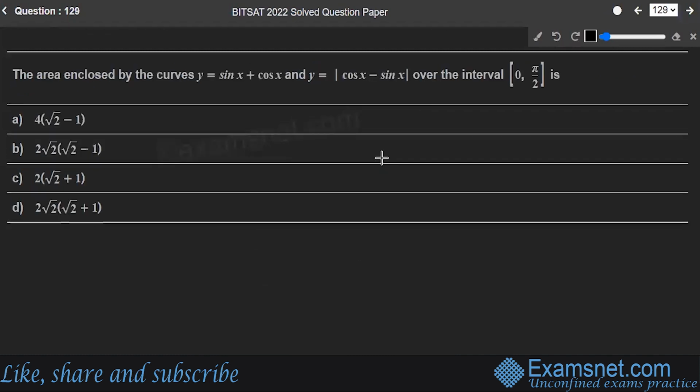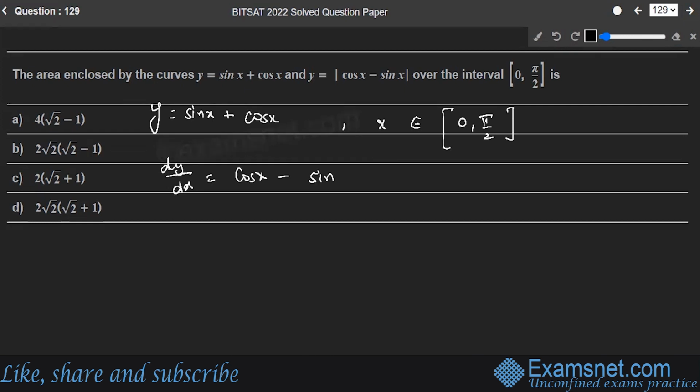Hope you got that. Next is question number 129. The area enclosed by this curve and this over the interval 0 to pi by 2 is. Okay, let's write down. First, you have y is equal to sin x plus cos x, where x belongs to the first quadrant. So here dy by dx will be equal to cos x minus sin x. Also, you have y is equal to modulus of cos x minus sin x.